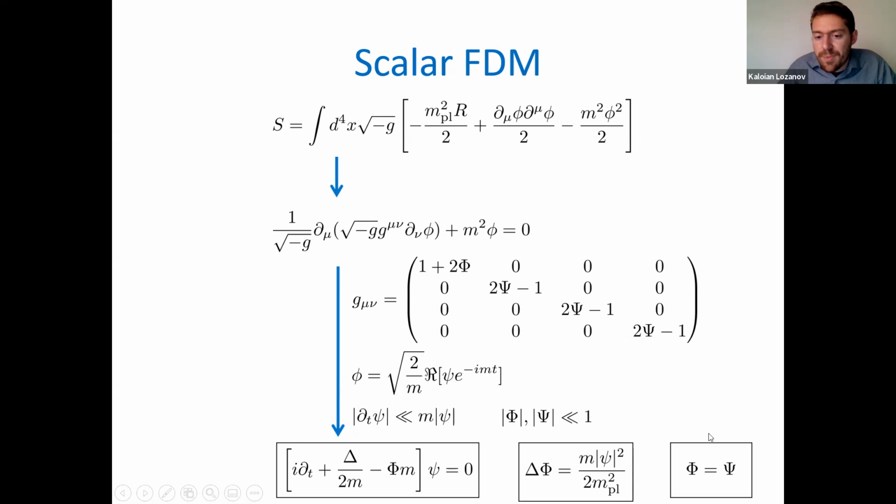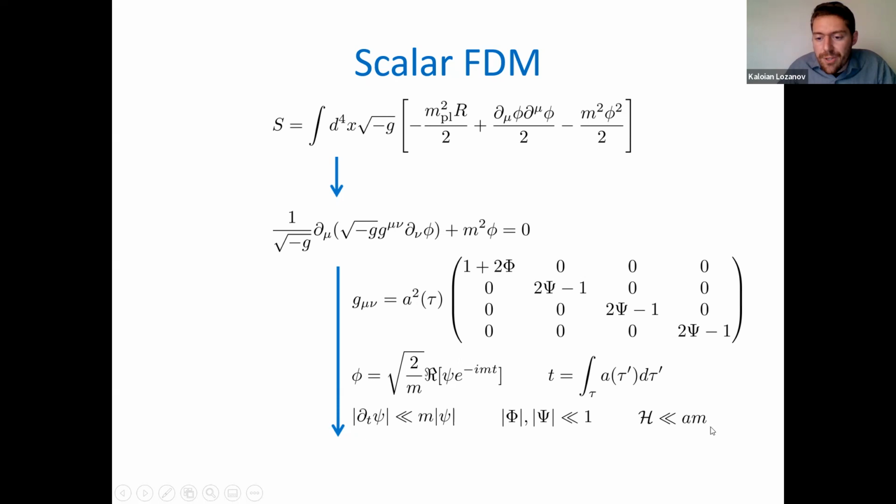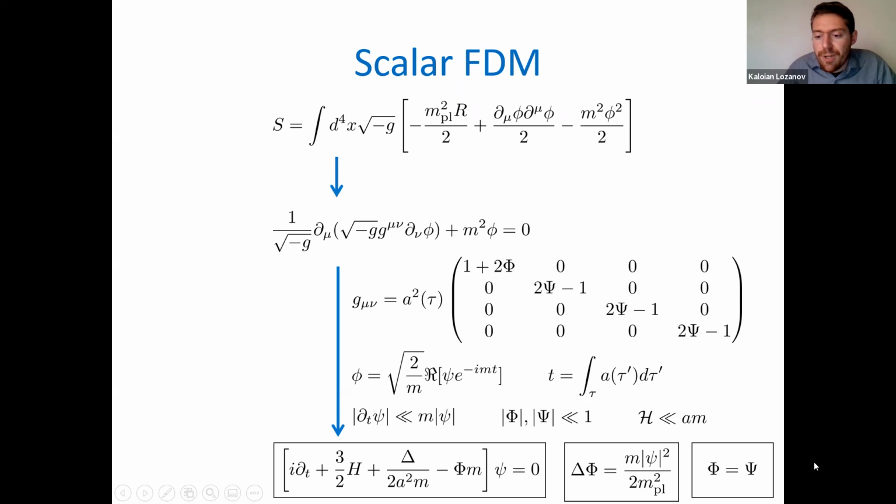We can also add a scale factor to account for the FRW expansion of the universe. Again, decompose phi into a complex psi and factor out the primary time dependence, assume non-relativistic dynamics, weak gravity, and slow expansion. If the last condition was not true, phi would not have behaved as dark matter. And now one can show that to leading order in these small quantities, the Klein-Gordon equation reduces to the Schrödinger-like equation with some extra terms due to a non-trivial metric. In addition to that, the Einstein equations give us this Poisson equation and a condition on phi and psi.